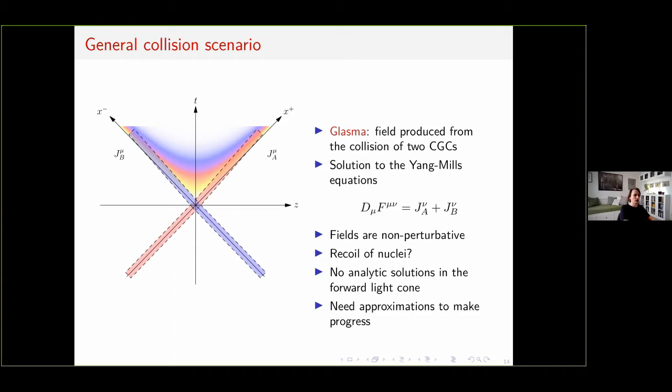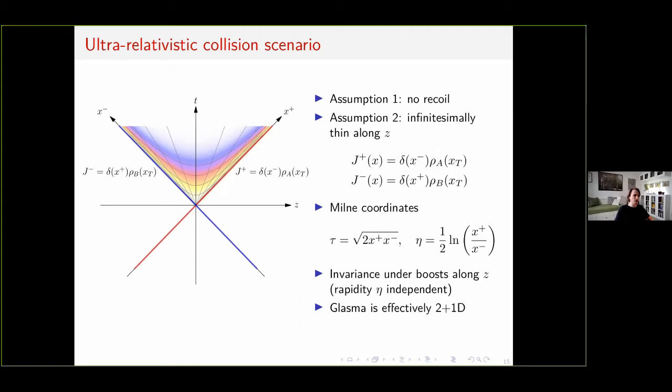Well, first of all, we make the assumption that there is no recoil at all, right? So the nuclei just stick to the light cone. They move along x+ and x-. And then the second assumption is that we assume that the nuclei are very high energy. So we can assume them to be contracted to just an infinitesimal extent. And mathematically, this just means that you can factor out this x- dependence and replace it by these delta functions here. So the currents are really only defined along the light cone.